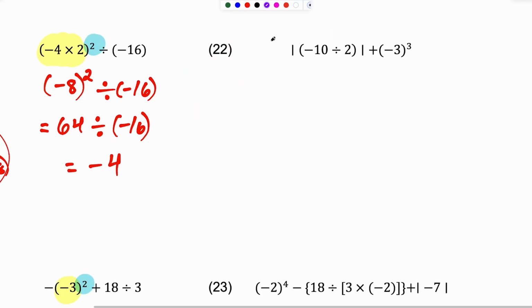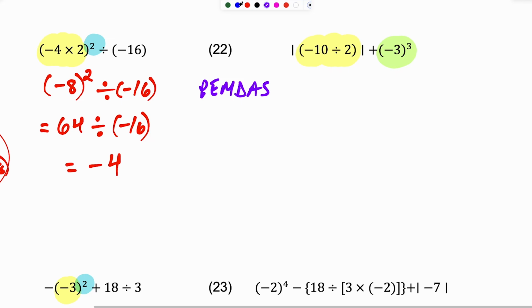Question 22, we have the absolute value of, in parentheses, -10 divided by 2. And then outside the absolute value, we have plus -3 to the third power. Just know with order of operations, absolute value acts just like a set of parentheses. So in this question, we have the option of evaluating this part first in the absolute value, or we could evaluate this part. It doesn't matter which one we do first, as long as we do both of these expressions correctly and then add their results together.